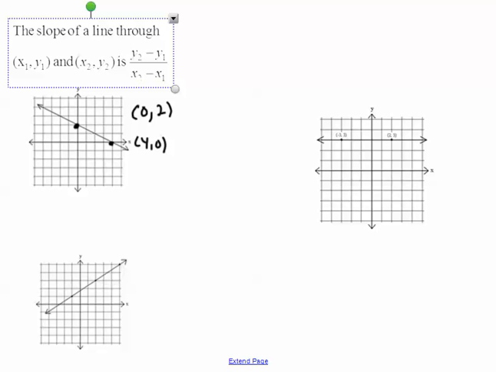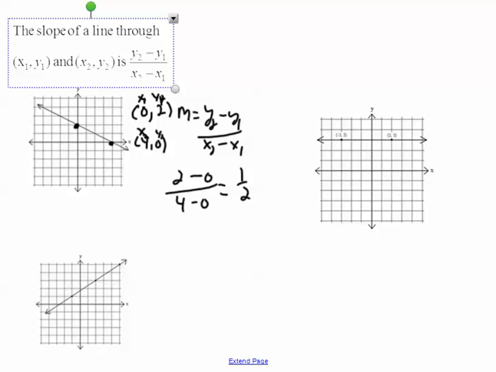Do you remember what these ones are called? That's right. These are called your x and your y intercept. So here's x1, y1, here's x2, y2, and I plug it into my equation of y2 minus y1 all over x2 minus x1. If I do this, y2 is 2 minus 0 over x2, which is 4 minus 0. So I get 2/4, which is 1/2.